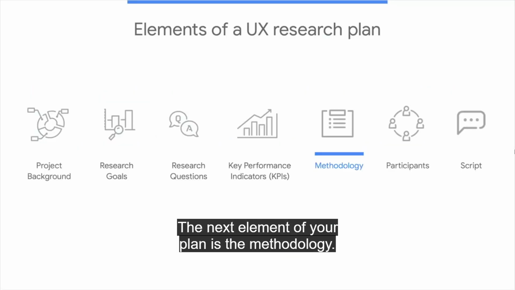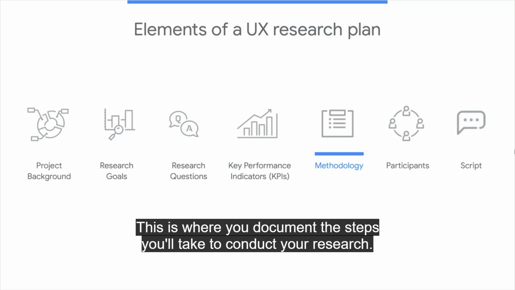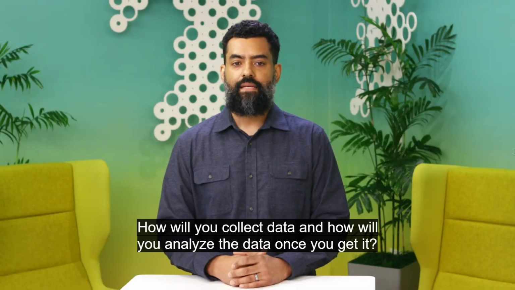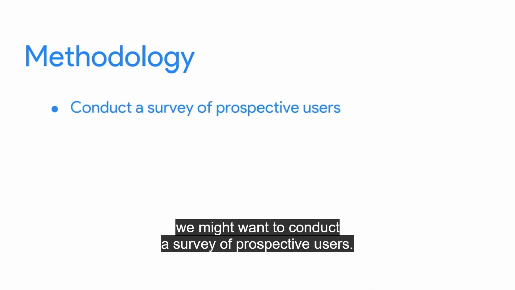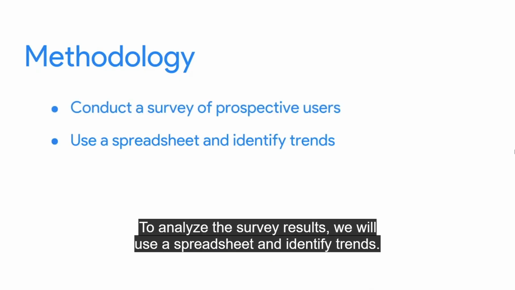The next element of your plan is the methodology. This is where you document the steps you'll take to conduct your research. How will you collect data? And how will you analyze the data once you get it? To find out if users are able to find and schedule a dog walker in our new app, we might want to conduct a survey of prospective users. To analyze the survey results, we will use a spreadsheet and identify trends.